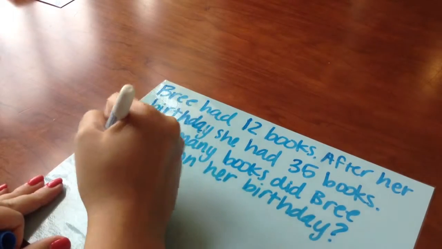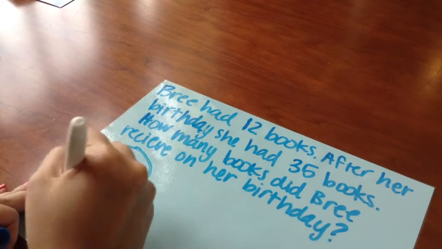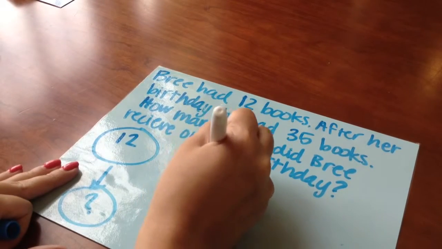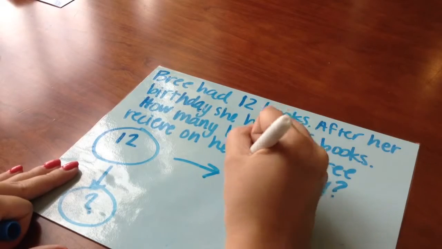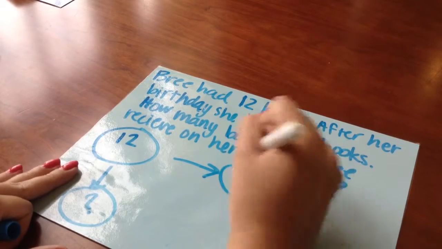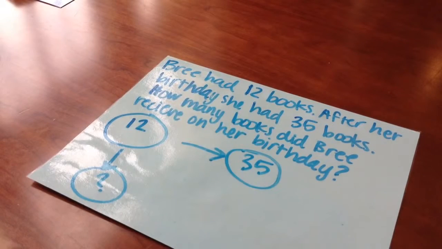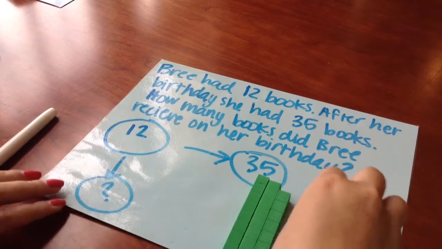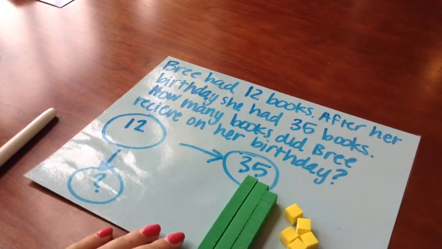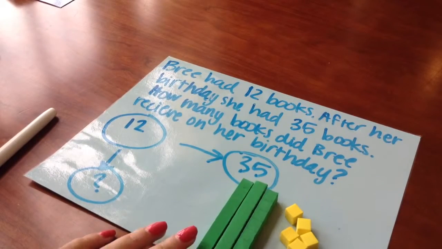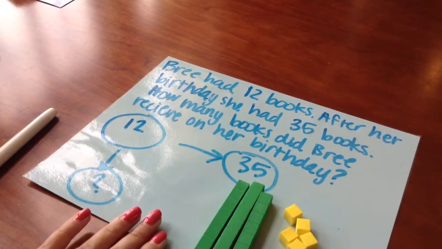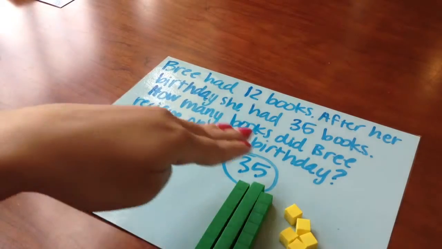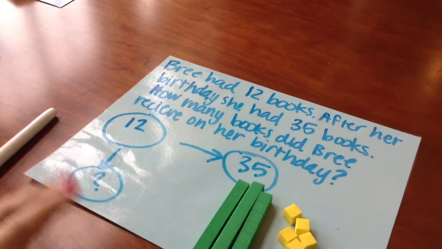So 12 is our start. We don't know our change. And the result will be 35. To help you visualize this, I thought I would use some base 10 blocks. So we know our result is 35. And here we have 35. So we know that we started with 12. So we'd have to take away 12 from 35 to find out our change.